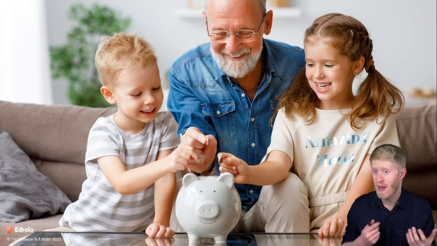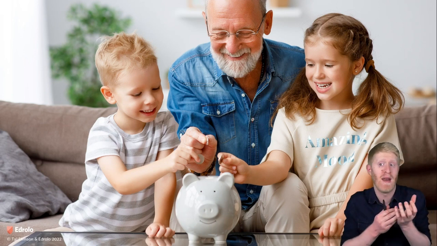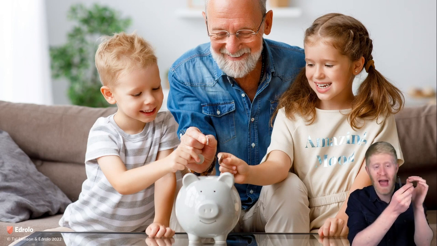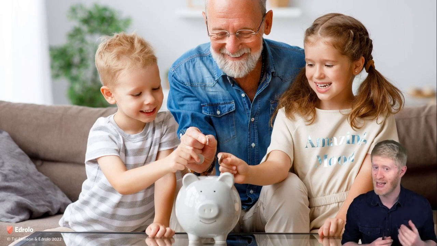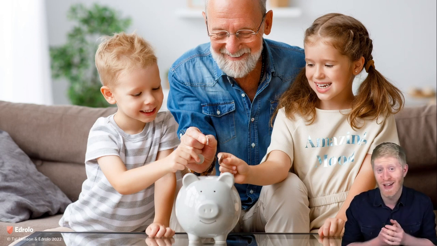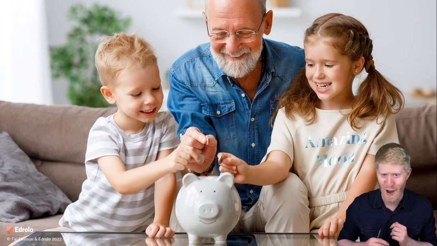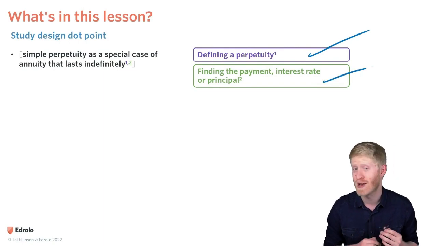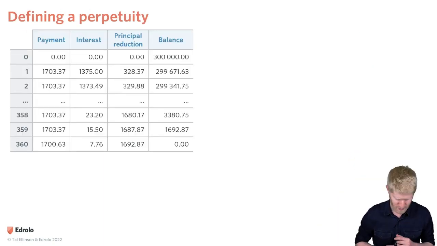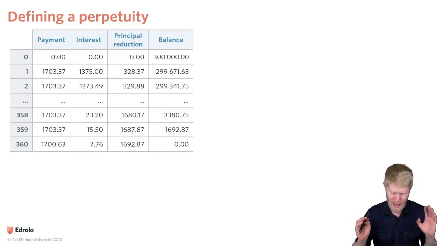But if you're lucky enough, you might be able to save up enough such that your payment's never going to be more than the interest, and you're able to pass this asset on to your grandchildren, and that could be a nice thing. Let's go and learn about this, and let's see how it works. Perpetuities involve two key skills: defining a perpetuity, and finding the payment, the interest rate, and the principal. So let's look and understand a bit about what's happening.